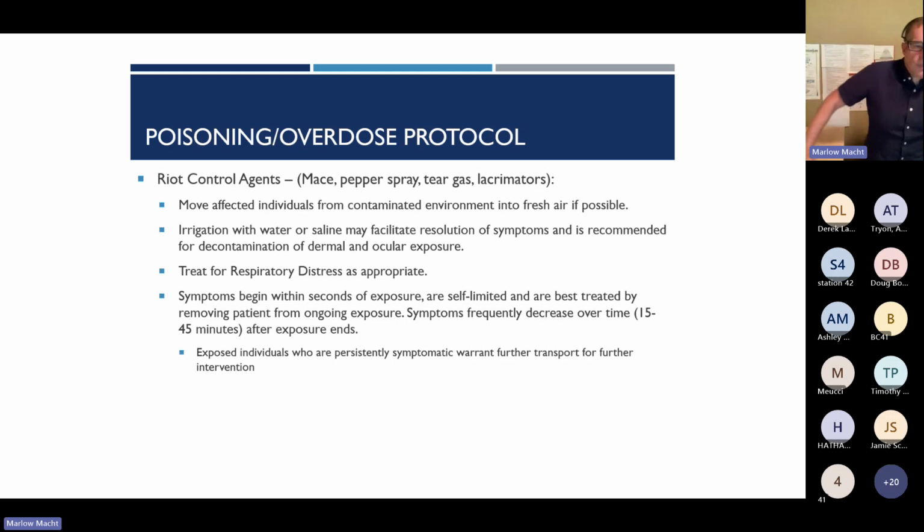You'll also see patients that are exposed to riot control agents. Most common of those will be pepper spray. So get them into fresh air as soon as possible, irrigating with water and saline. Treat for any respiratory distress, and those patients will typically improve on their own with moving them into fresh air, removing the irritant, and decontaminating. If there's any ongoing respiratory distress, they can be transported, just with careful attention to decontamination prior to transport.